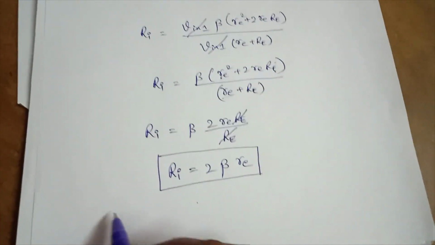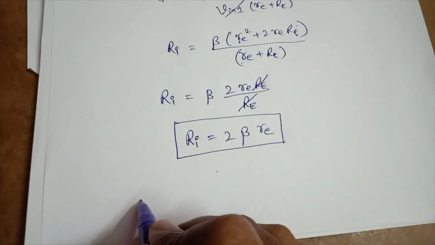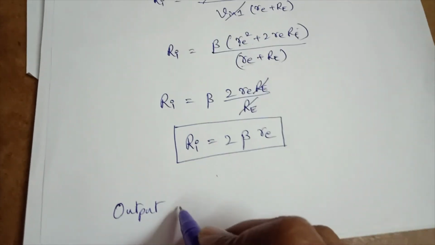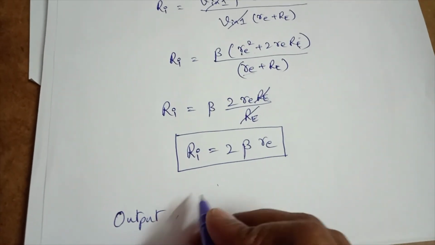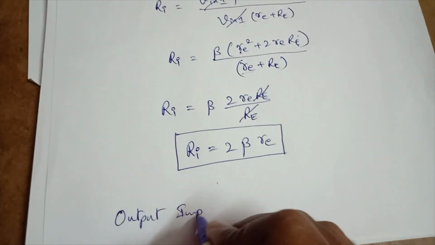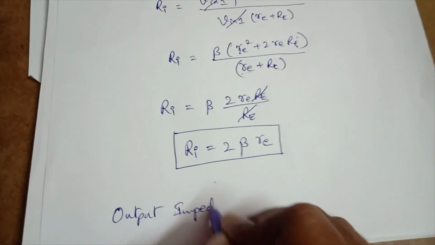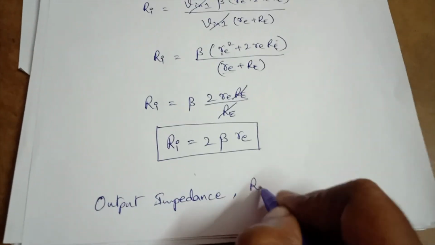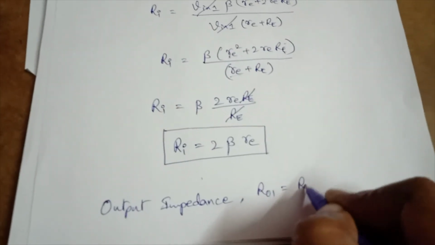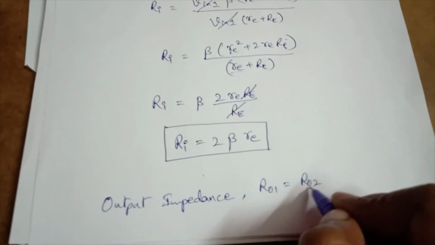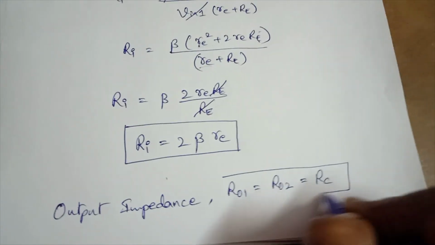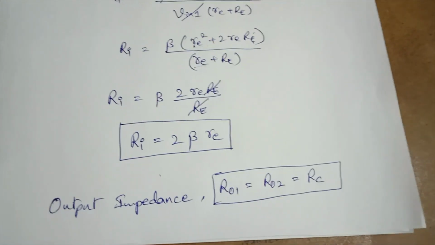Okay, so output impedance, we no need to find the output impedance expression. Why? Because in between output terminal and ground we have only one resistance value. So output impedance is nothing but RO1 or RO2, at transistor Q1 or at transistor Q2, is simply nothing but RC only. So no need to find. That's it.